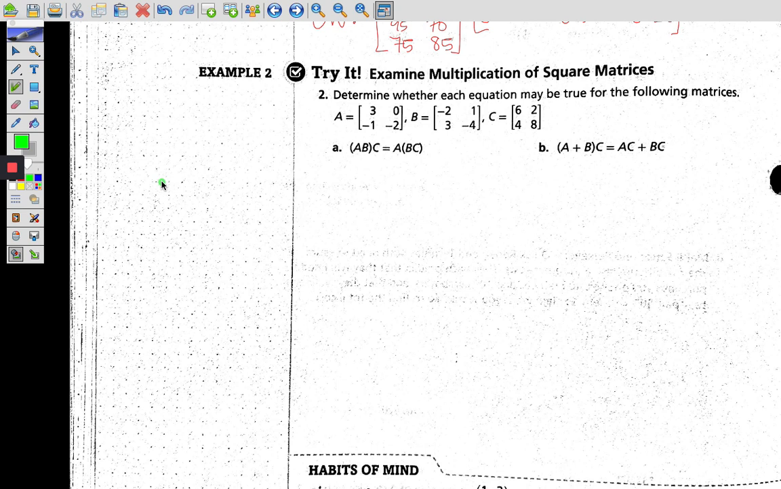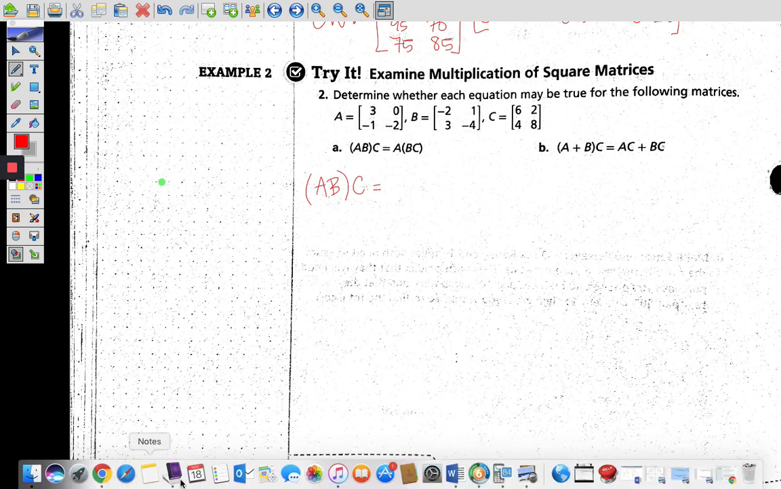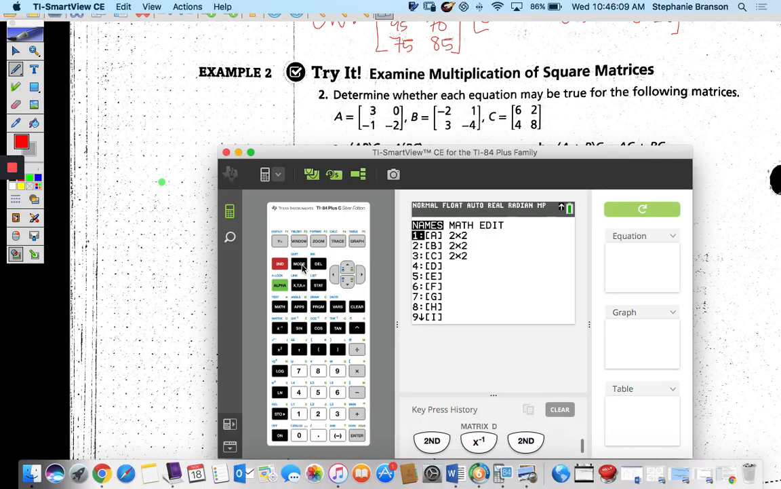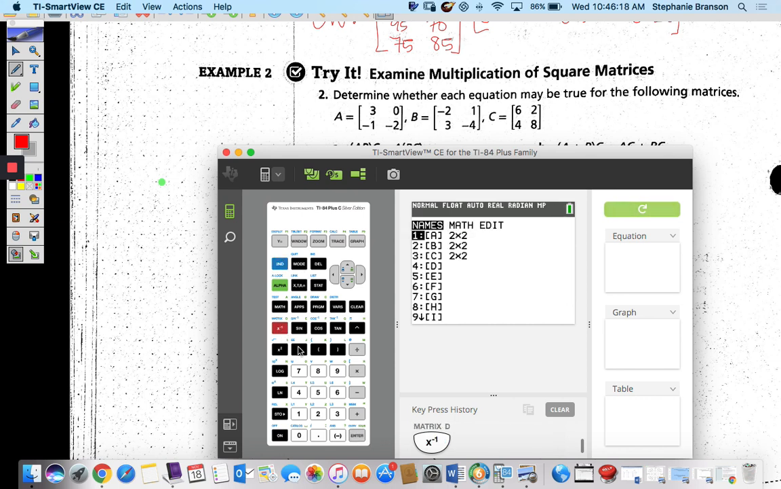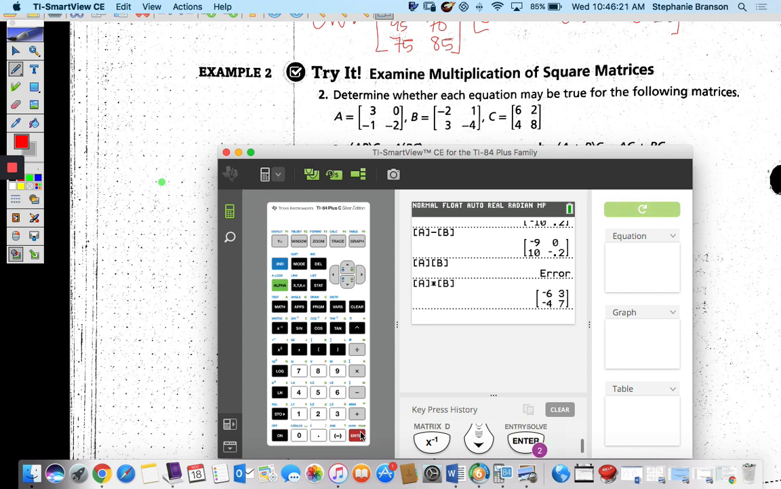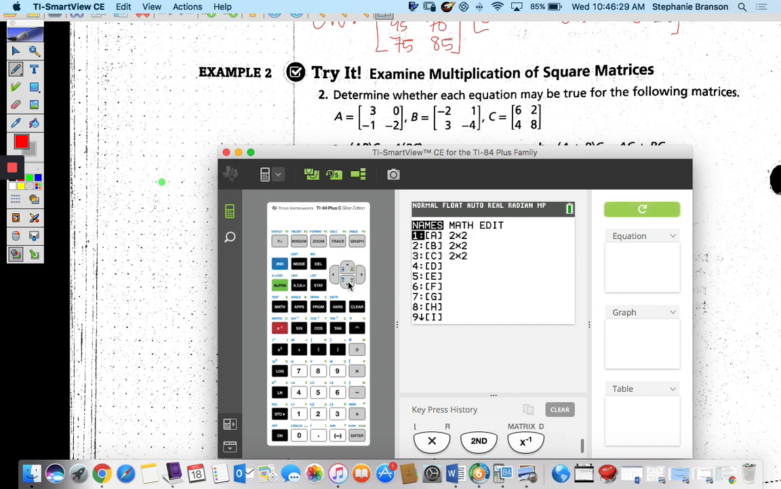Part A wants us to multiply A times B, and then multiply that by C. So let's see what that equals. So A times B, and then, so that I don't have to retype this, I'm just going to say times, because that's going to bring down that matrix, times C.